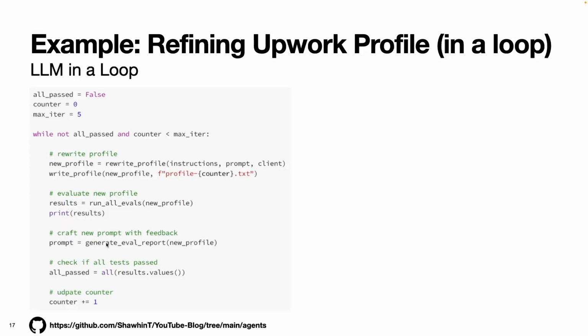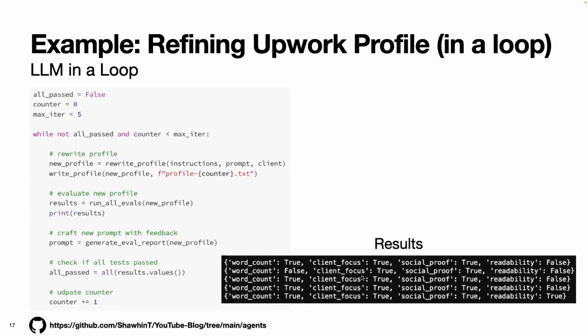And then once we have the results, we can generate a new prompt. This is an entirely rule-based function that'll generate a new prompt based on the test results, which we can take a peek at. And then at the end, we'll update the all passed. If all the tests are passed, we'll return true. Otherwise, we'll return false. And then we'll update the counter. And then we'll just keep going in this loop.